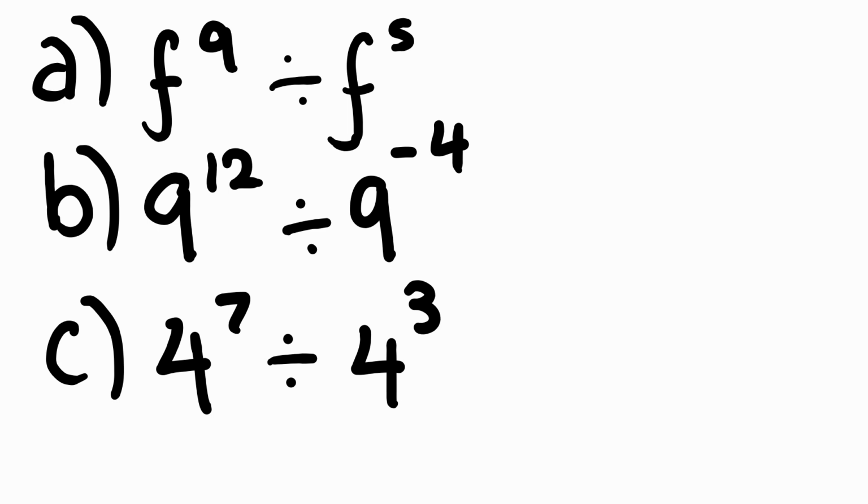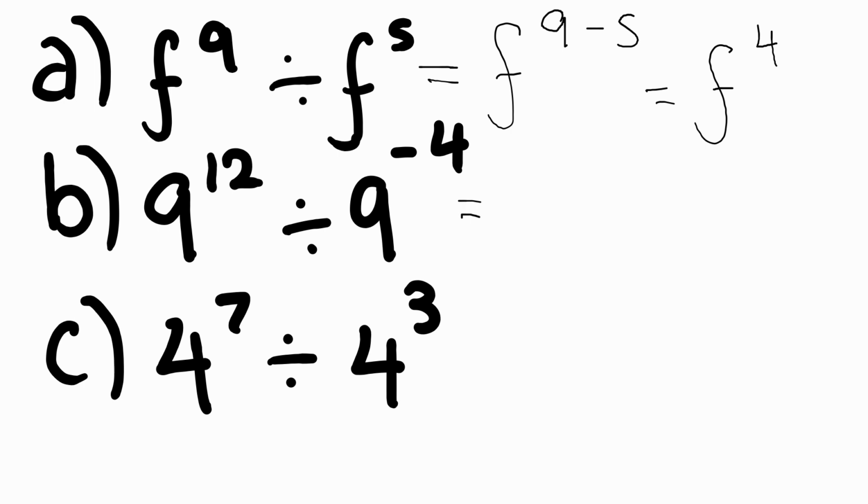Now I want you to try this by yourself. So pause this video. Okay, so let's do part A. So we have f as the base, which is going to stay the same. So we have f to the power of 9 divided by f to the power of 5. So we do 9 take away 5, which gets us f to the power of 4.